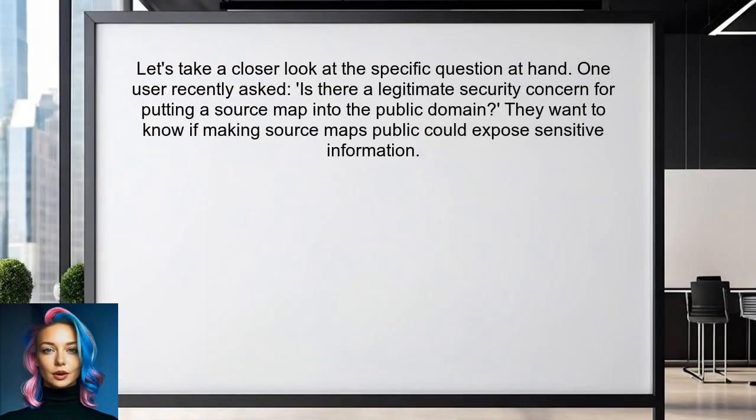Let's take a closer look at the specific question at hand. One user recently asked, is there a legitimate security concern for putting a source map into the public domain? They want to know if making source maps public could expose sensitive information.